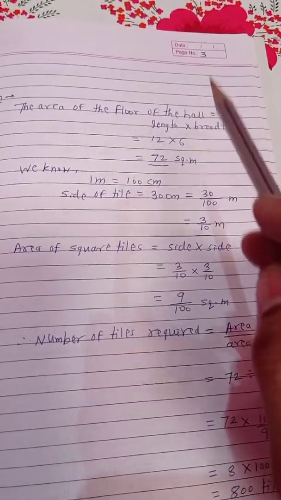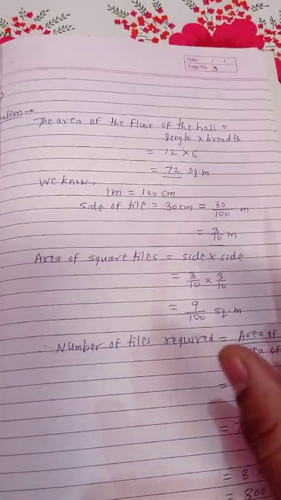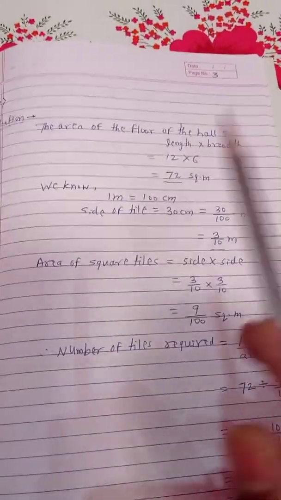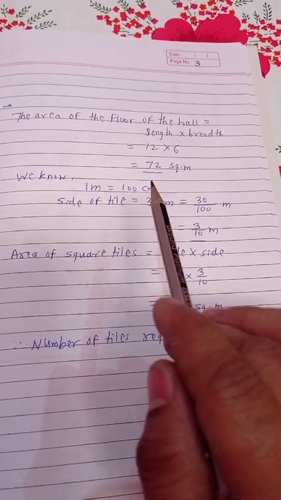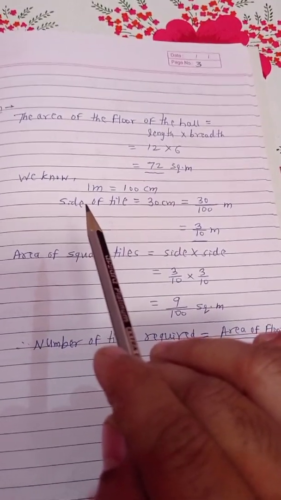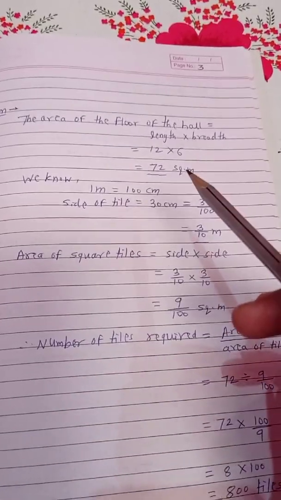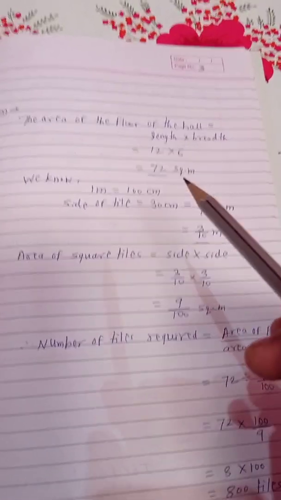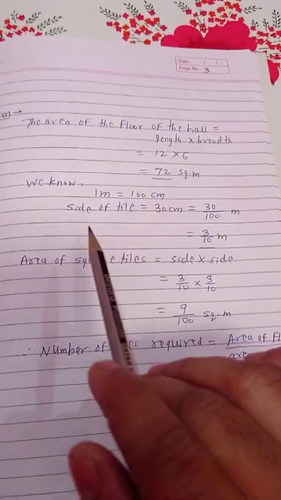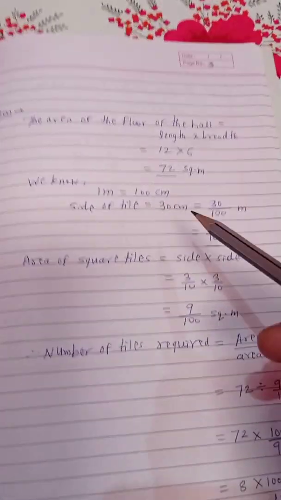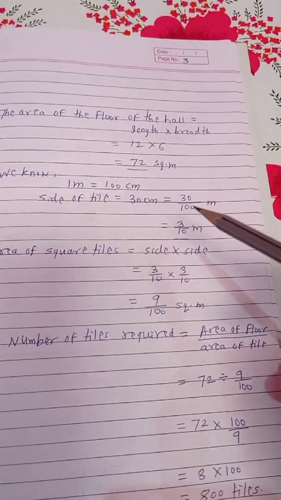But here you want to do the flooring, and those tiles will be square ones. Their side is given as 30 centimeter. You know here 1 meter is equal to 100 centimeter. Therefore, you want to find out the total number of tiles required. But this unit is meter, and the square tiles have their side given in centimeter. Therefore, whatever side of the tile is given, 30 centimeter, you convert into meter. How you can convert: 30 centimeter divided by 100.